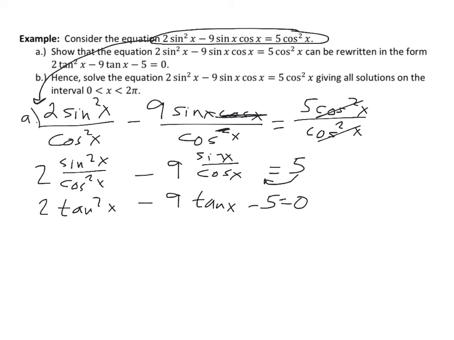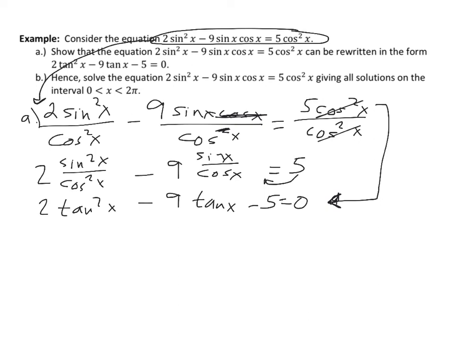Part A of this question asked us to show that we could transform our original equation into this one. And even before you look at part B, what is it that's nice about this last equation that we have? Well, what's nice is it's all in terms of tangent. It's a quadratic. I'm pretty sure it's even factorable, right?